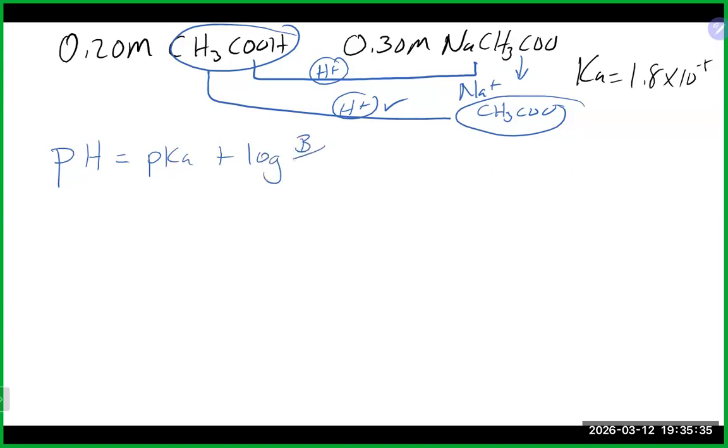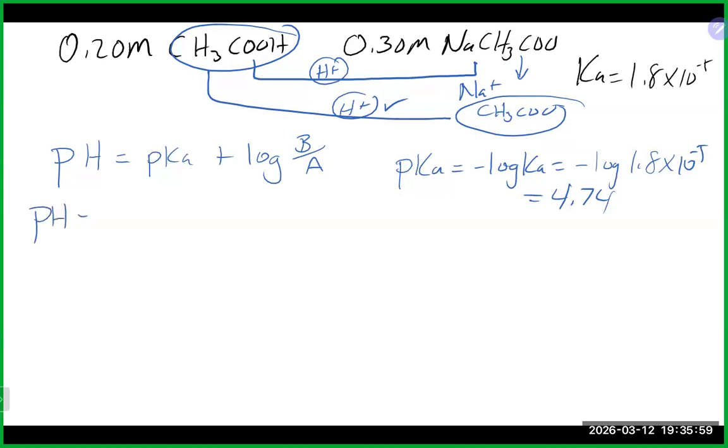And we're going to take the base over the acid, the concentration of the base over the acid. So the first thing we want to calculate is the pKa, which is minus the log of the Ka value, minus the log of 1.8 times 10 to the minus 5. That's going to give us a 4.74 in terms of our pKa. We can now put it into this equation. pH is equal to 4.74 plus the log between acetic acid and sodium acetate.